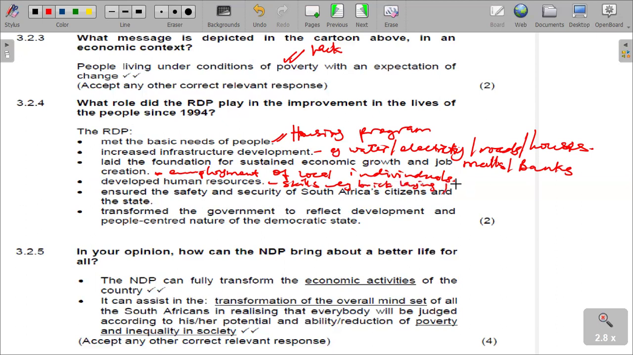We can talk about even welding. We can talk about plumbing. Quite a lot of these examples of skills or end skills were as a result of the reconstruction development program that we are talking about.